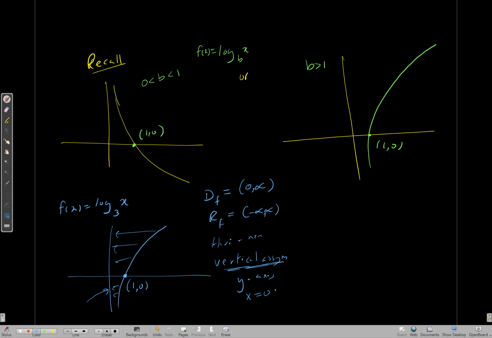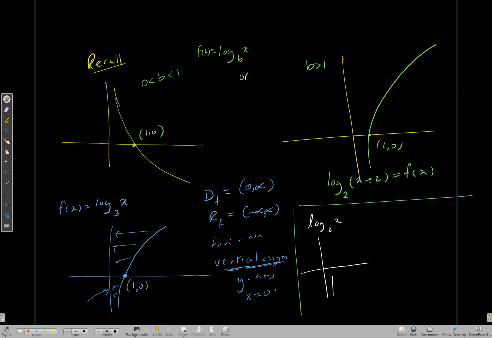Now let's take another example. What if you have f of x equals log base 2 of (x plus 2)? What will happen? Well, it will be a shift. Now let me explain it here. You start with log base 2 of x, which will look like this. This point is (1, 0), and then you go to log of x plus 2.